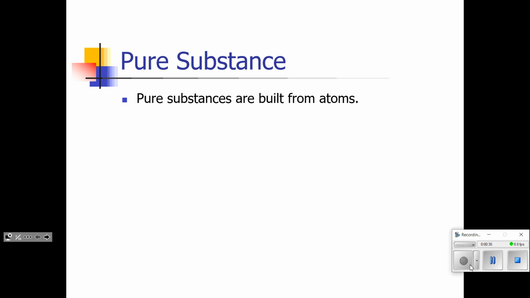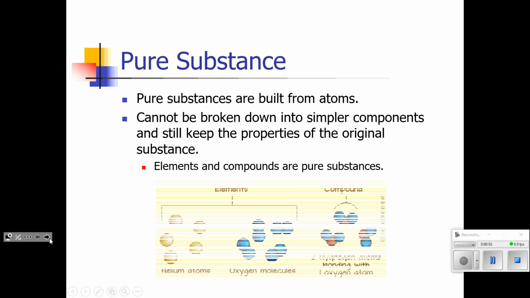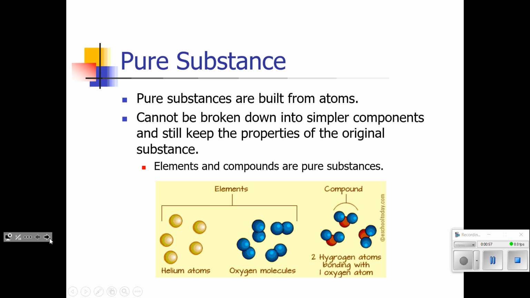A pure substance is something that is built from atoms, and it cannot be broken down into anything simpler than what it is and keep the properties of that original substance. Elements and compounds are both considered pure substances. If you look at the picture here, you've got, for example, helium atoms, a bunch of helium atoms. If you pulled out the smallest piece of helium, it would look identical to every other piece there. That is why you call an element a pure substance.